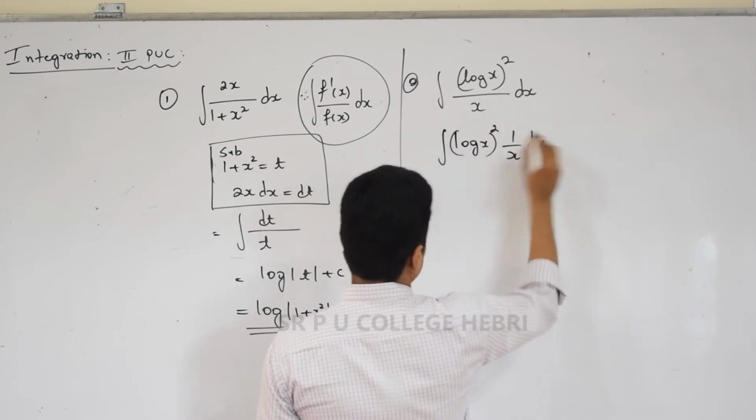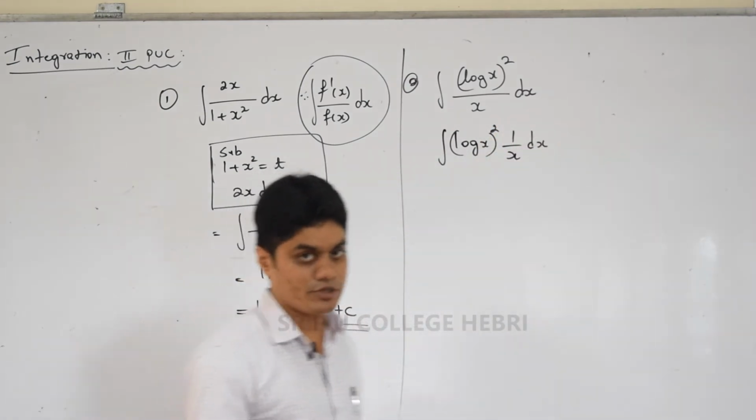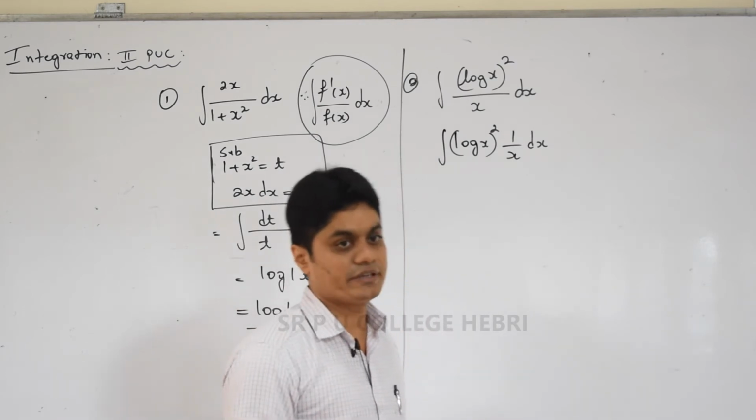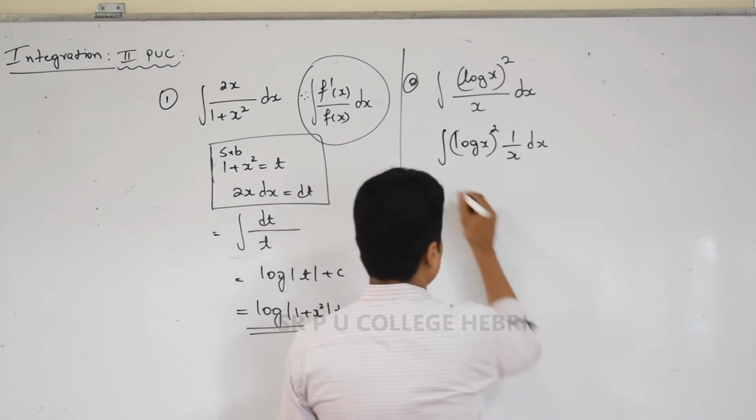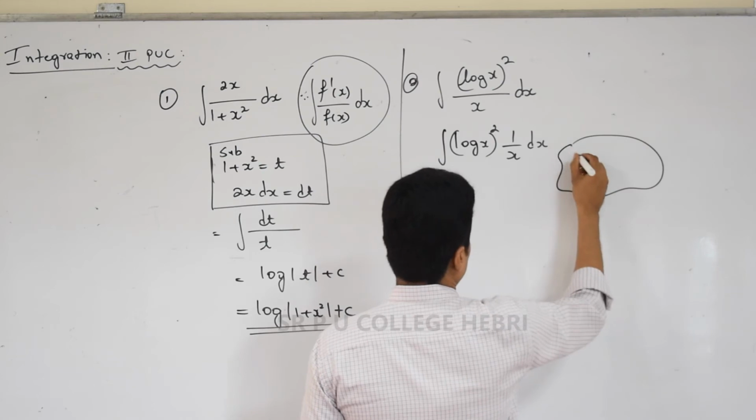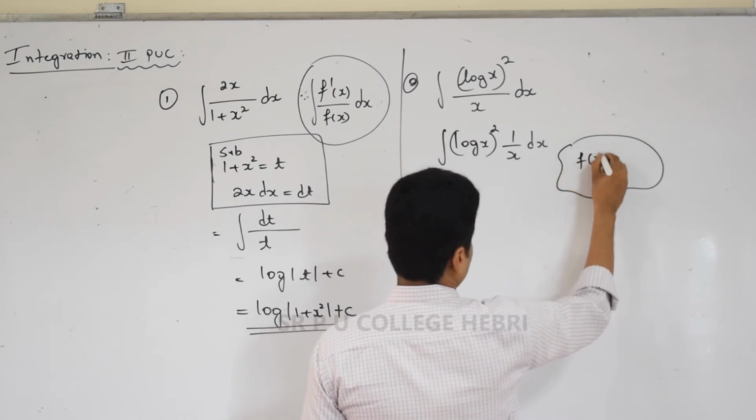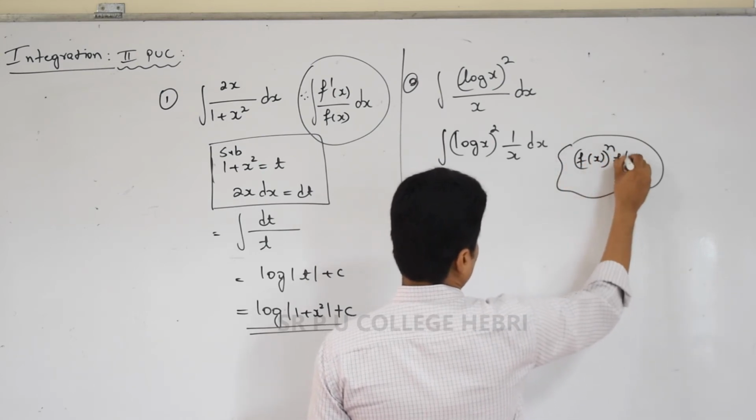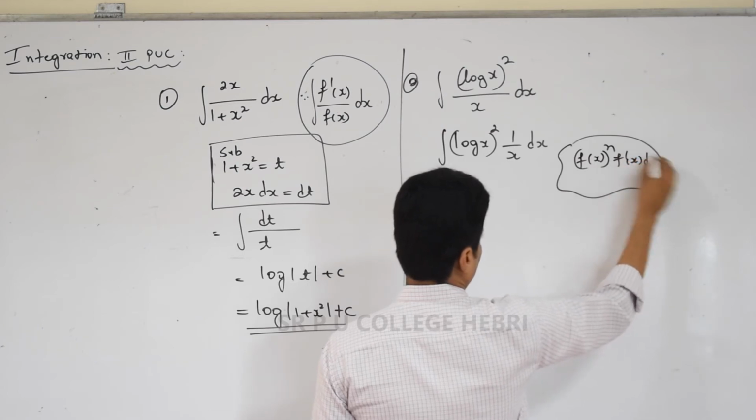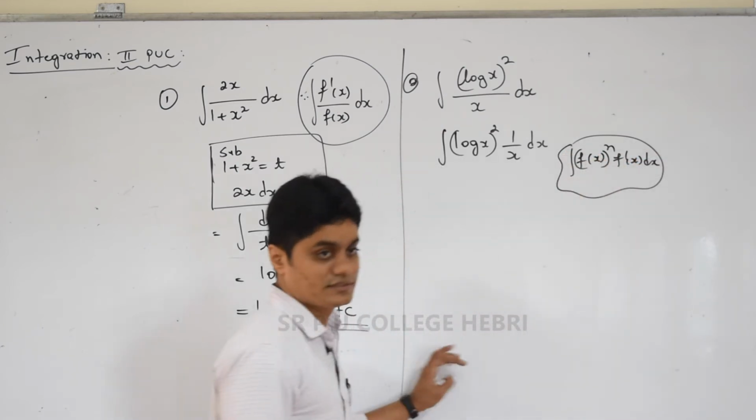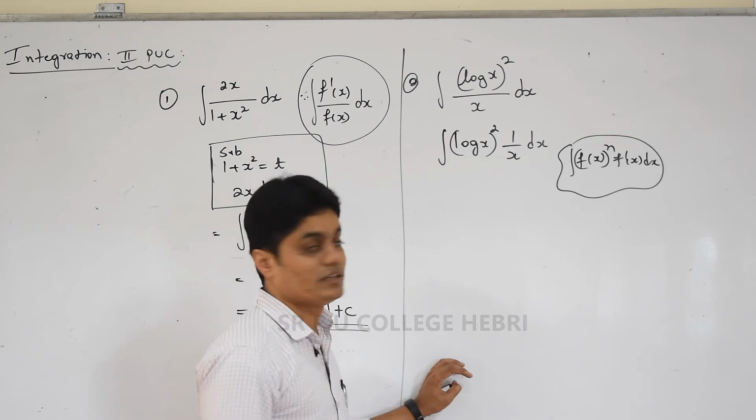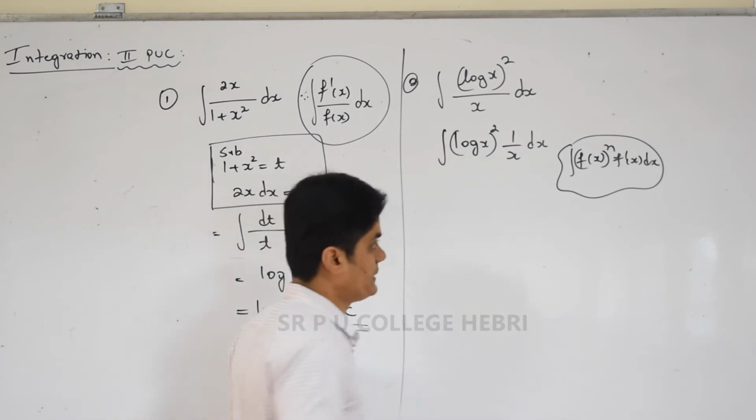At least tell me which form it is in. That is more important. You should identify it, otherwise you cannot begin this problem. Yeah, it is in the form of f of x whole raised to n into f dash of x dx. Here which is f of x? Yeah, log x will be f of x, f dash of x will be obviously 1 by x.